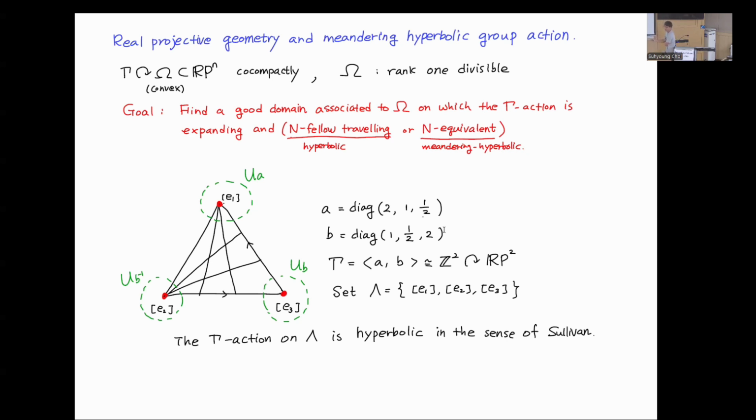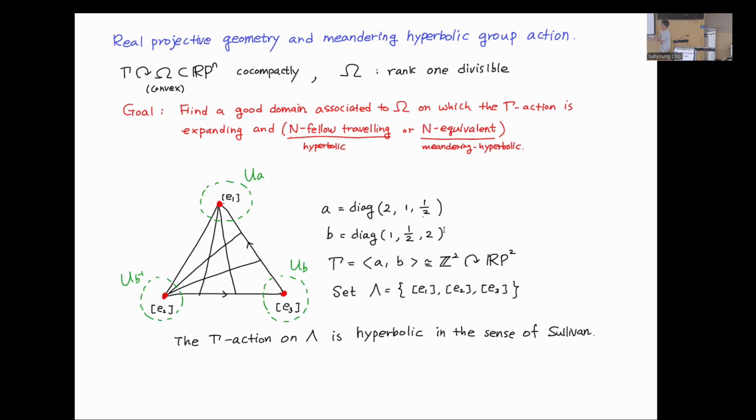This is a torus, the projective torus, defined like this. Then we just take the 3 points as the invariant complex subset. Take U_A as the expanding domain for A. This is an expanding domain for B inverse, this is an expanding domain for B, and take U_A inverse to be the empty set. Then this action is meandering-hyperbolic.